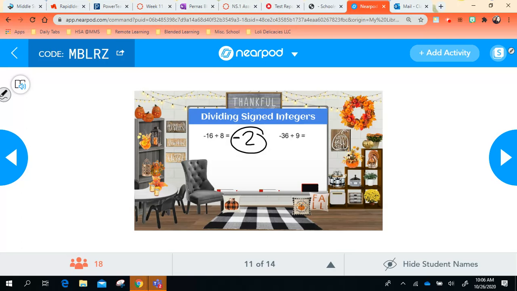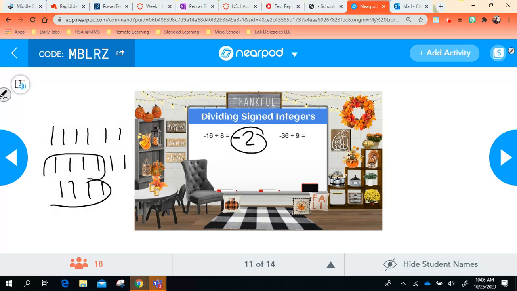and if you don't want to do circles, you can do whatever you want. So like 1, 2, 3, 4, 5, 6, 7, 8, 9, 10, 11, 12, 13, 14, 15, 16. I'm going to divide it in groups of 8. So 1, 2, 3, 4, 1, 2, 3, 4. And then I have, so I made 2 groups.